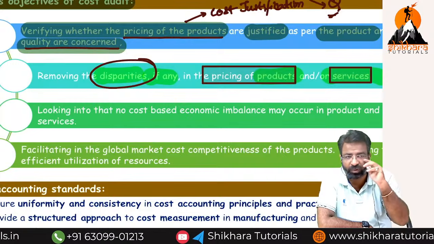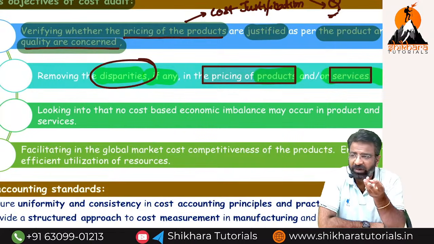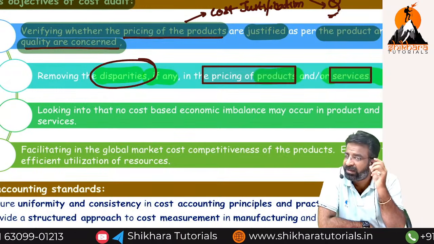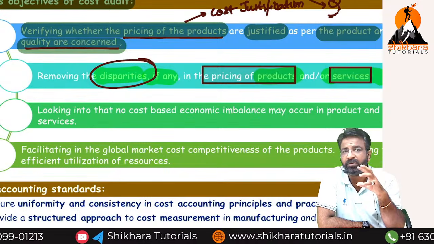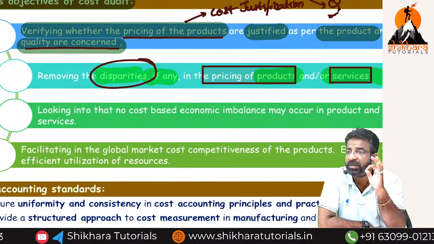So tell me the two cost objectives. Social objectives of cost audit. One is cost justification and the second one is to remove what? The main thing is the keyword. I can understand you cannot reproduce the same answer in the examination. The main word is keywords. What are the keywords?